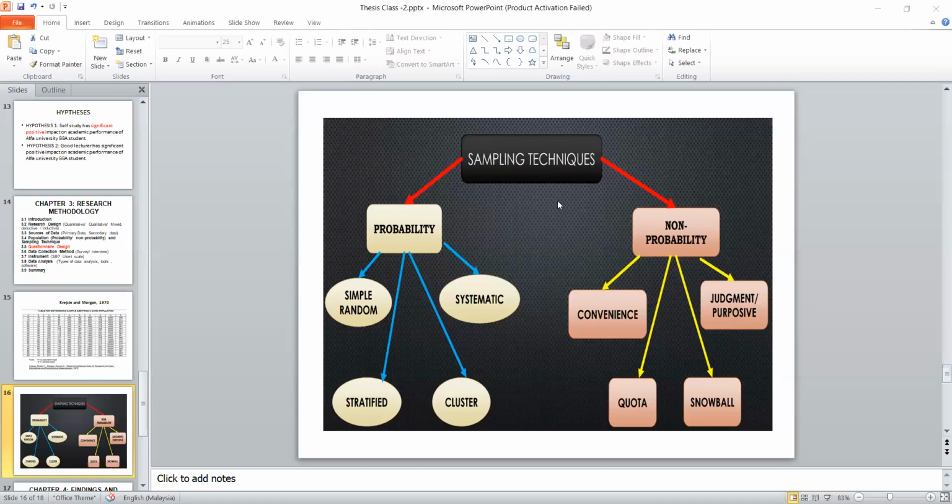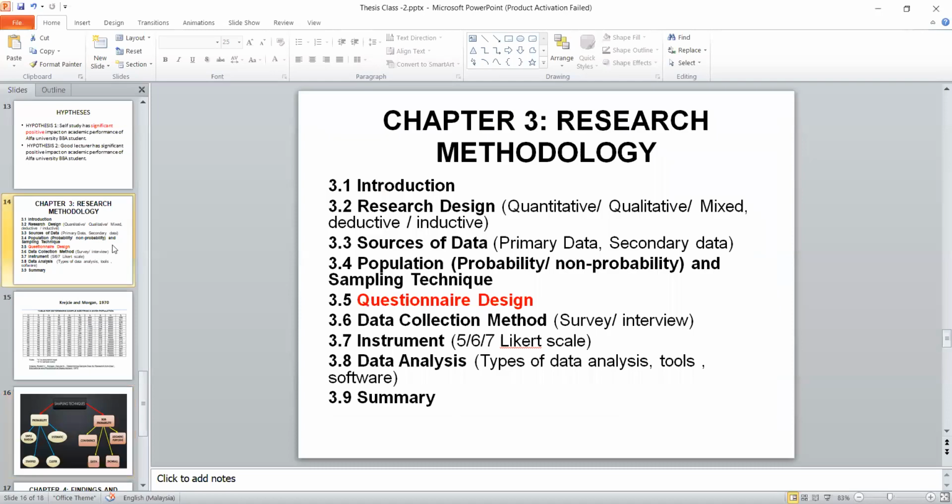It's okay. You have to say in chapter 3 which sampling technique you use, probability or non-probability. Then you have to tell which method you use, simple random or convenience. I hope you get some idea. Is it clear?